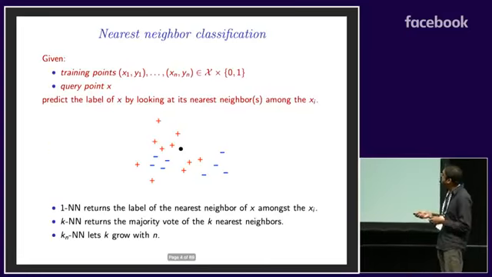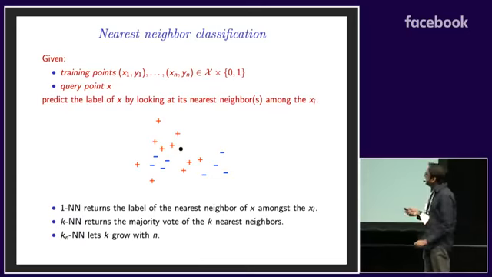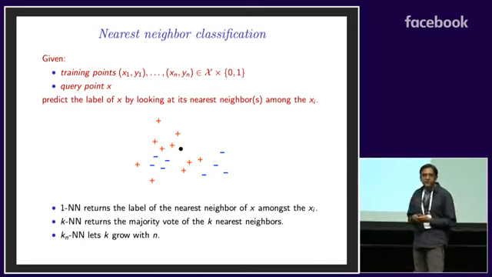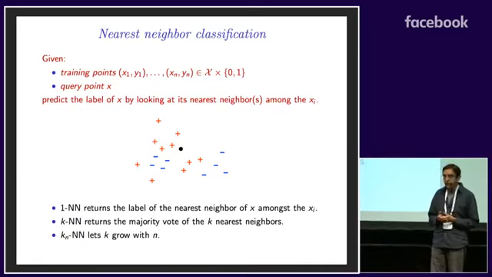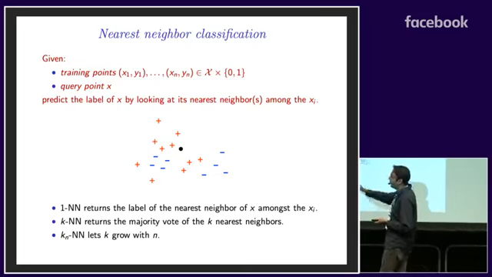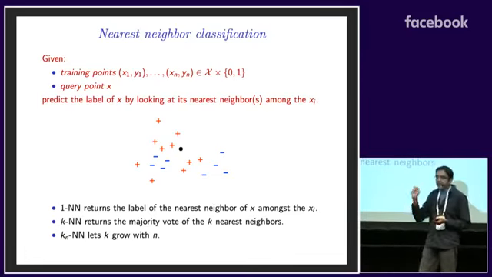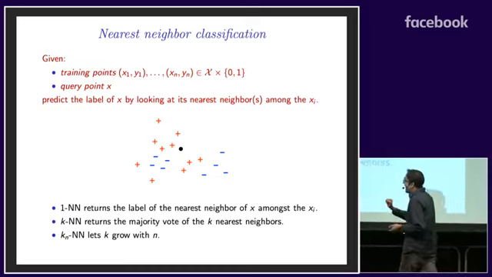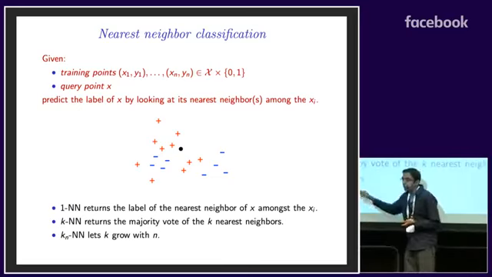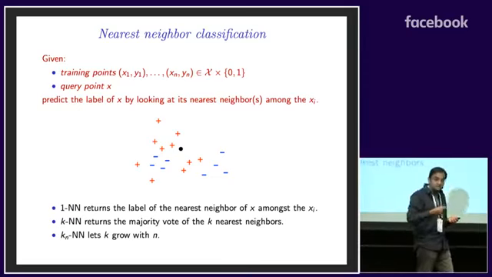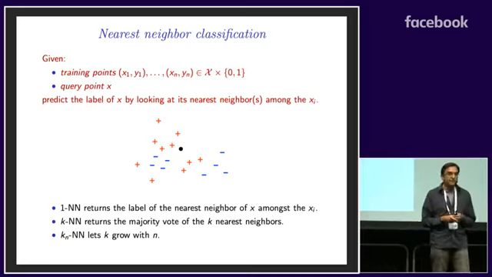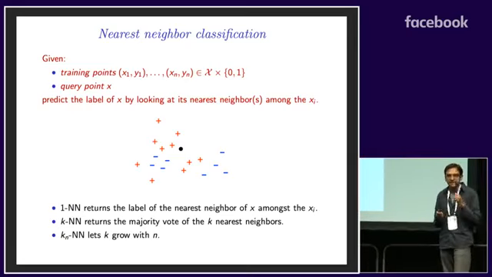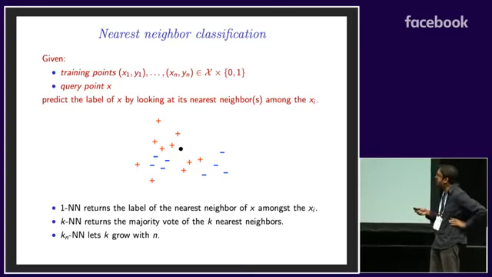Okay, so I'll be distinguishing three types of nearest neighbor classification. The one nearest neighbor, the K nearest neighbor, where you look at a constant number of nearest neighbors, 2, 3, 5, whatever, and K sub n nearest neighbor, where you let the number of nearest neighbors grow with n. Okay, so these are three different regimes that need to be considered separately.